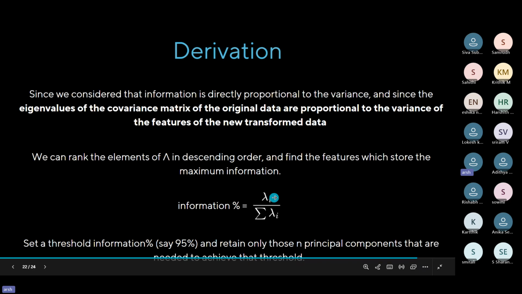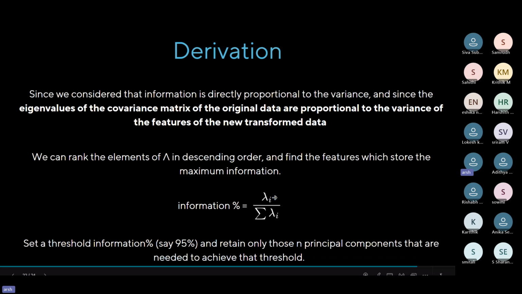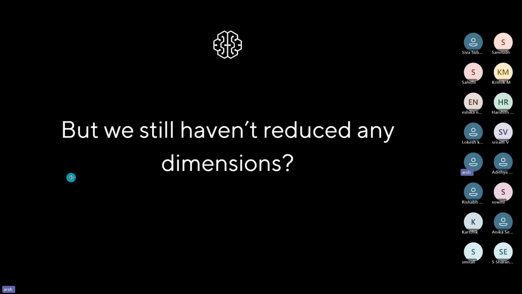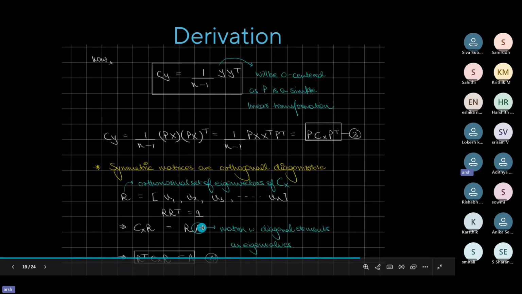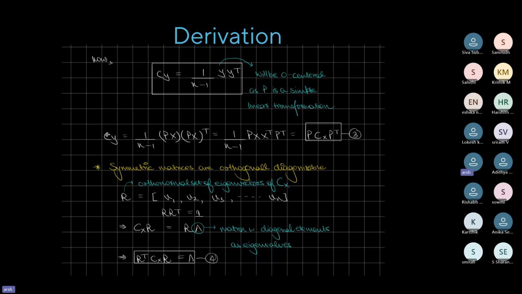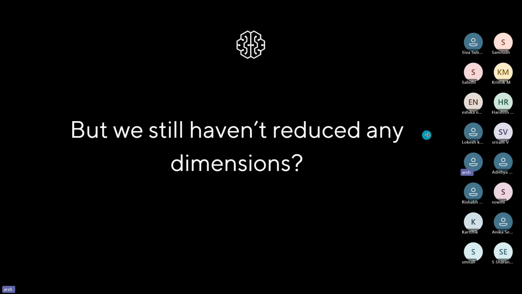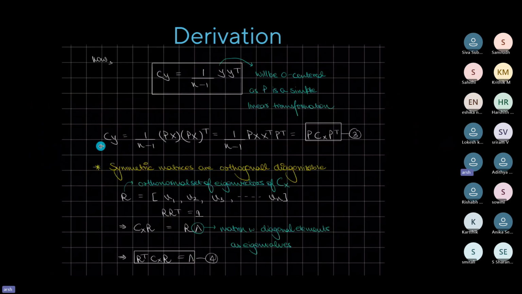Since we considered that information is directly proportional to the variance, and since the eigenvalues of the covariance matrix of the original data are proportional to the variance of the new features of the transformed data, as you can see here, this capital lambda is proportional to Cy. So the eigenvalues of the original data's Cx are directly proportional to the variances of the features in Cy. I hope that makes sense. Is that clear? Are there any doubts regarding that? Did everyone get this?